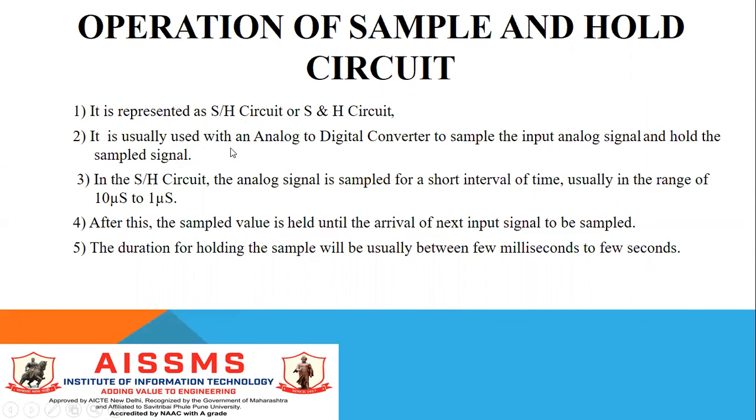It is usually used with an analog to digital converter to sample the input analog signal and hold the sample signal. In a sample and hold circuit, the analog signal is sampled for a short interval of time, usually in the range of 1 microsecond to 10 microseconds. After this, the sample value is held until the arrival of the next input signal, which is to be sampled. The duration of holding the sample will usually be between a few milliseconds to a few seconds.